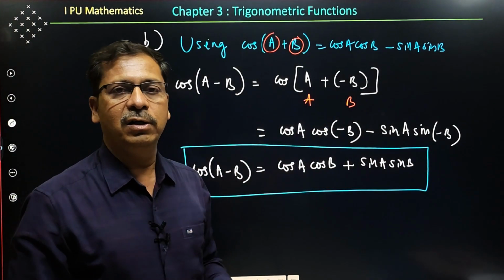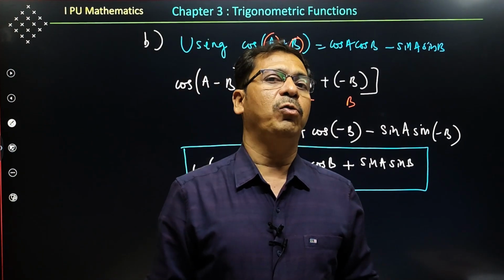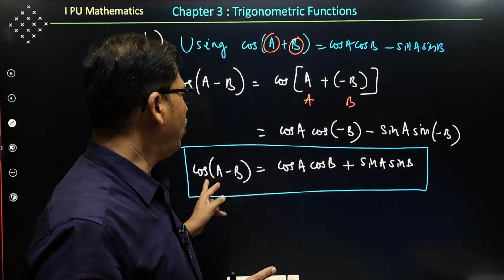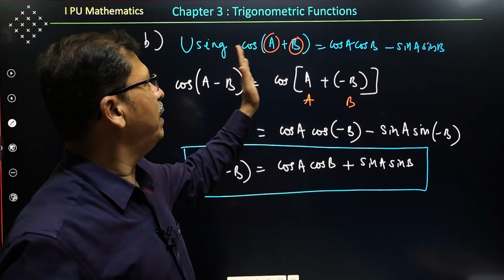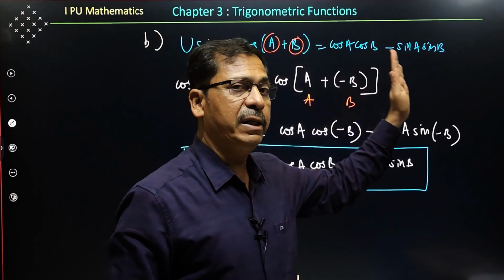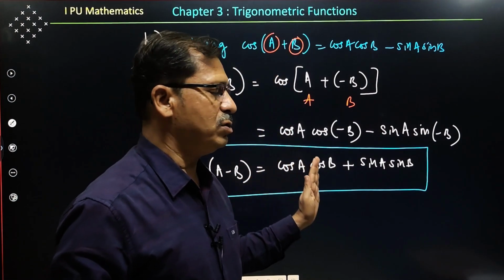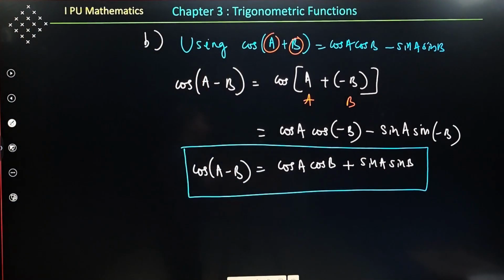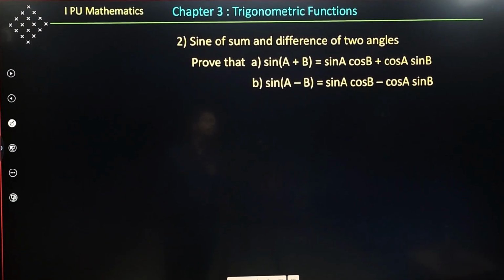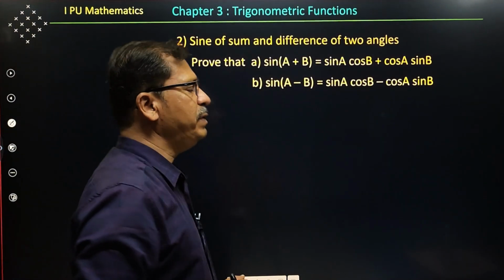So this is the next compound angle rule. I have proved two rules. One is cos of A plus B, another one is cos of A minus B. Cos of A plus B equal to cos A cos B minus sin A sin B, and cos of A minus B equal to cos A cos B plus sin A sin B. See here, let us prove next sin of A plus B and sin of A minus B.